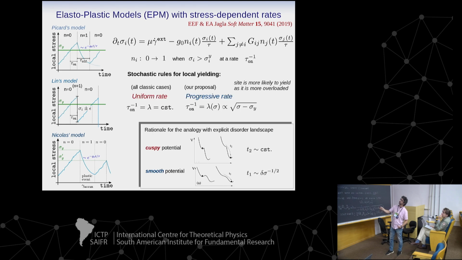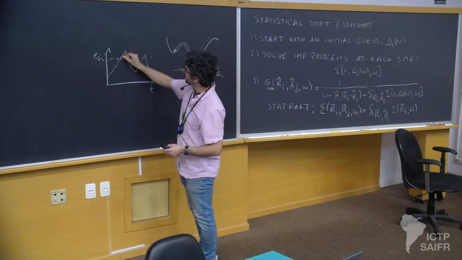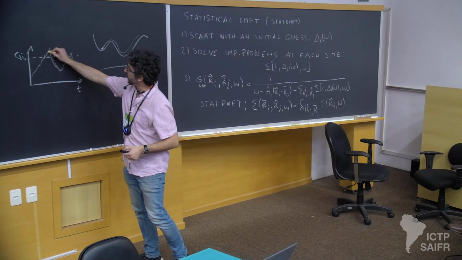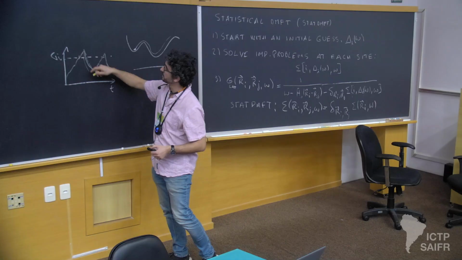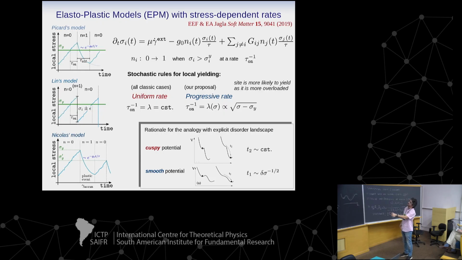This I will do fast because it's just repetition of what I told you yesterday. This thing we have already obtained with the classical elastoplastic models by proposing a different rate for the local fluidizations. Remember, all classical elastoplastic models have a fixed probability of yielding once you have arrived here. It doesn't matter how much you are stressed. Then we proposed the progressive rate to say, if you are more and more stressed, then the probability of yielding should be bigger. And there is a mapping between uniform rate and progressive rate with CASP and smooth potentials.